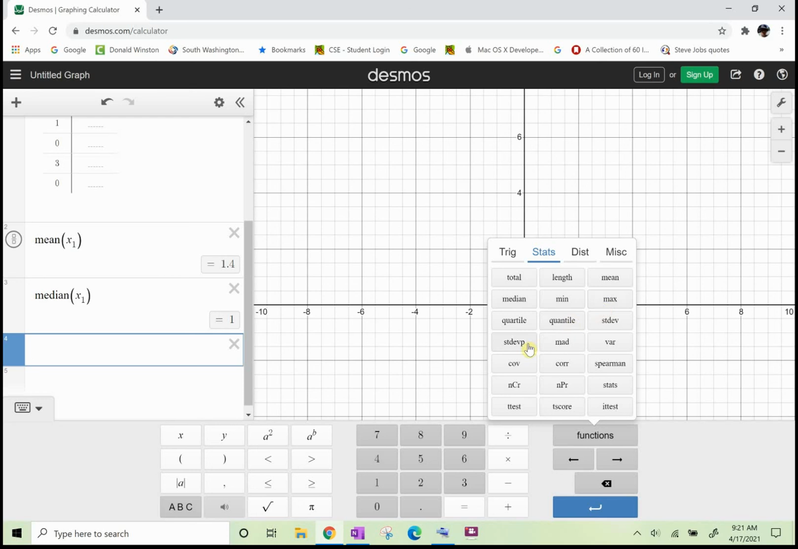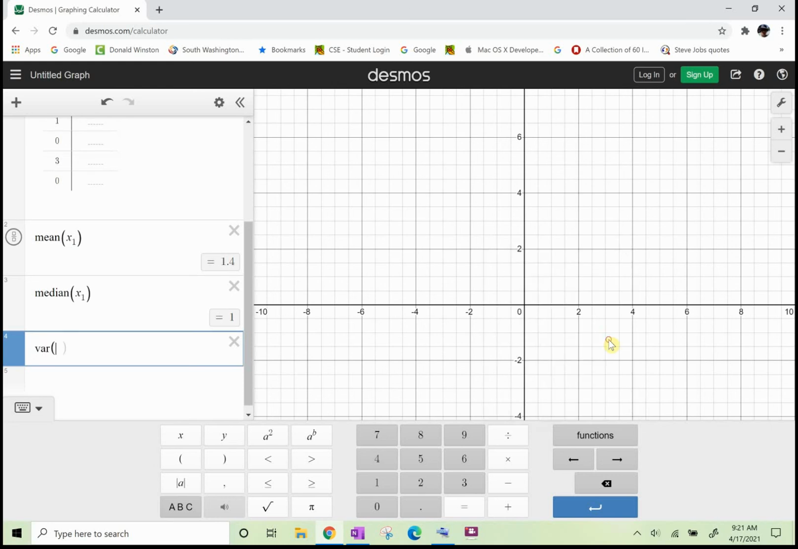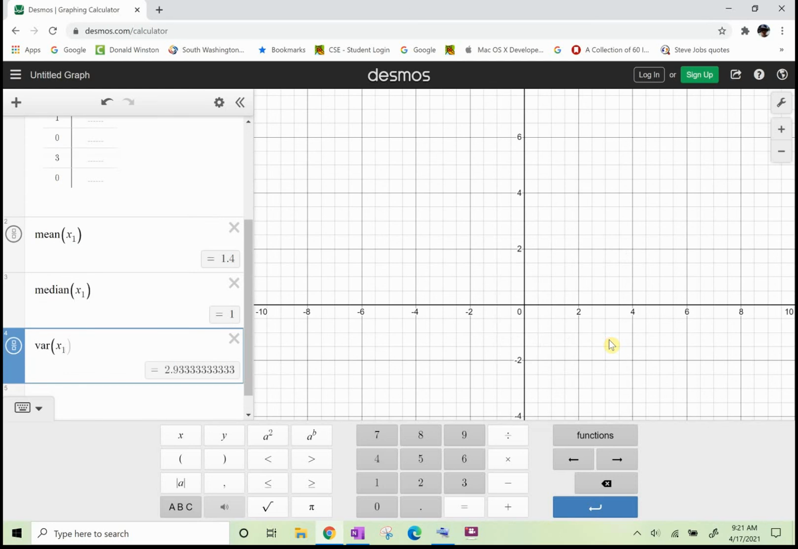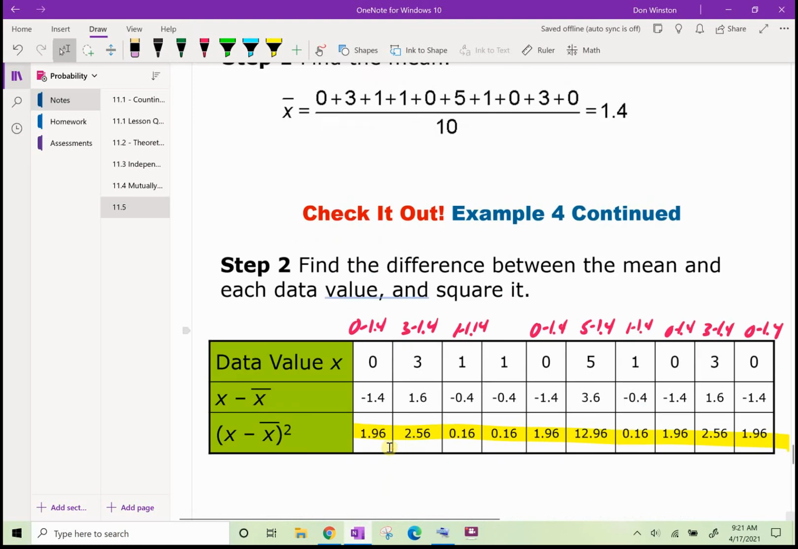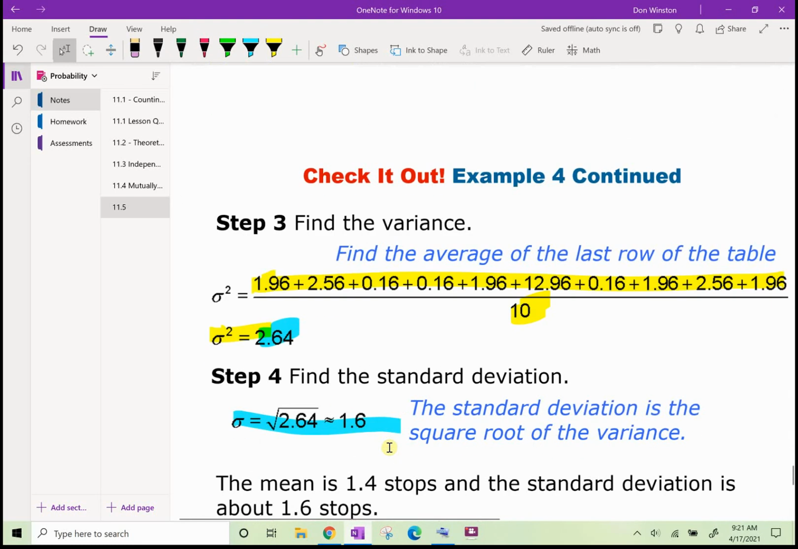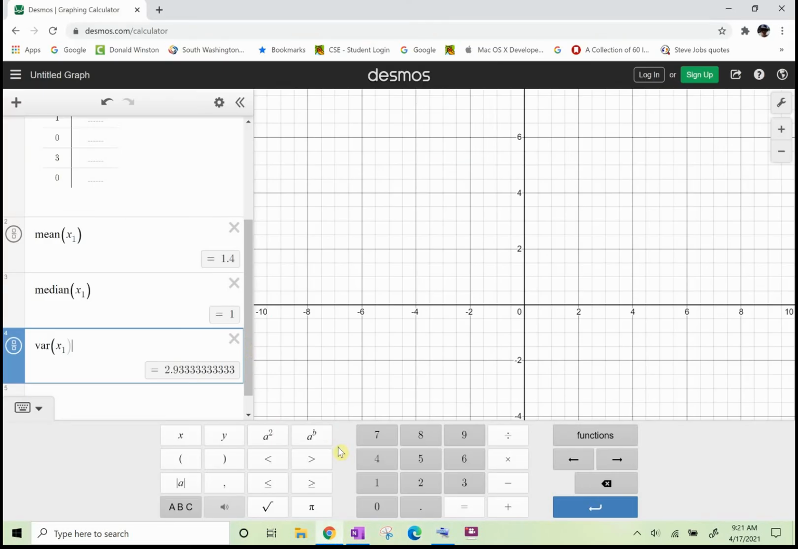But then the standard deviation, for our purposes, you will want to use STDEVP, so standard deviation of the population. You can calculate the variance too if you wanted to. Let me do that. Variance of x1, and what did we get? 2.933. I'm just curious to see if that's what, yeah. Okay, so we're not going to use that because they're using a different formula for the variance here.